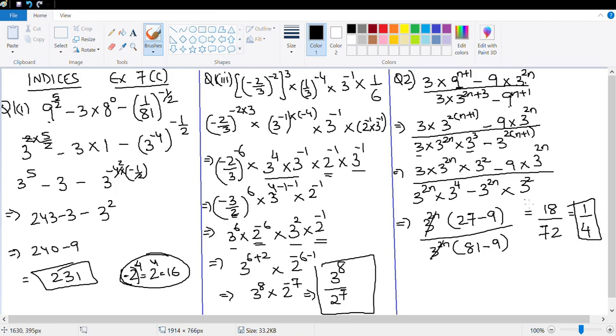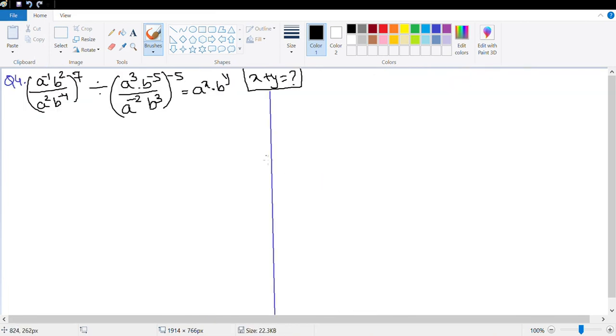Perfect. I hope you notice I made this mistake. This should have been 3 to the power 2, which I did later. Now let's move on. The next one that we solve is question number 4. So let's try.